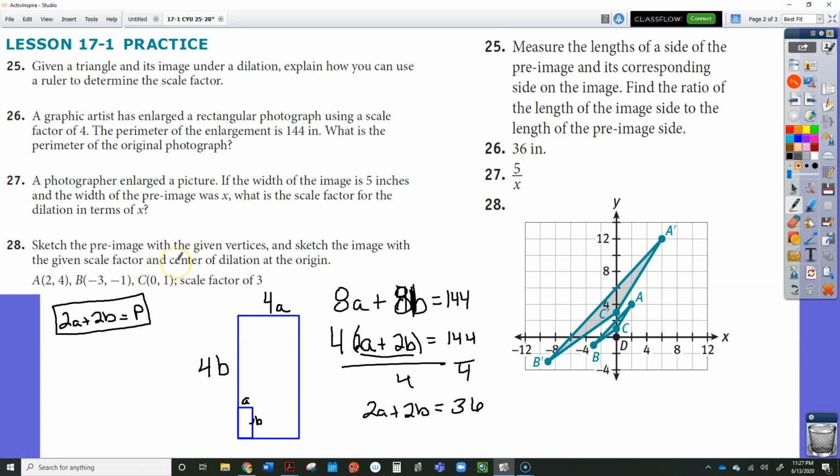The width of the image is 5 inches, and the width of the pre-image is x. The pre-image always goes on bottom. It's image on top, pre-image on bottom. Again, I don't think that's something that you know yet. Maybe I'm wrong, maybe I've gotten it mixed up. But when you're writing a ratio that is turned into the scale factor, the length of the image goes on top and the pre-image goes on bottom.